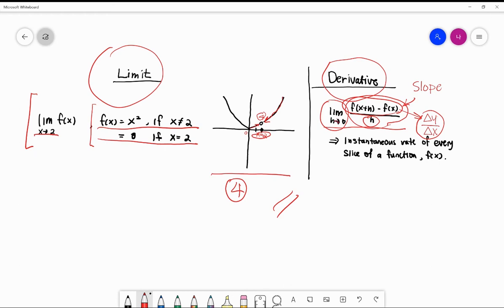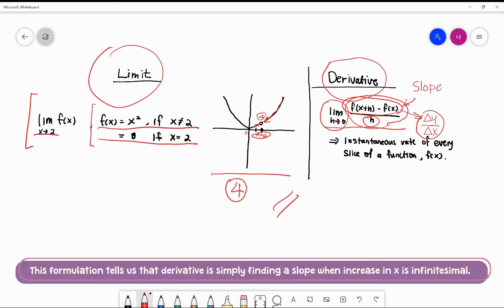This limit signifies that h is approaching 0, meaning that h is approaching an infinitesimally small value. So what does that mean? This means that the derivative entails finding the slope of a function at every slice of the function, or infinitesimally small values of increasing x and y. Therefore, the derivative is actually just finding the instantaneous rate of change at every slice of a function f of x.